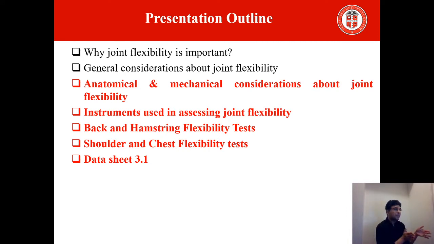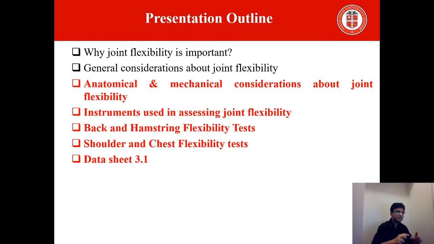And then we will brush up some of our anatomical knowledge from before and talk about some of the mechanical properties of joint flexibility. Very briefly, I will talk about a couple of instruments which we use to assess joint flexibility. But the main focus is on the last 3 points. What are the tests which we use to check the back and hamstring flexibility, and what are the tests which we can use to check the shoulder and the chest flexibility.